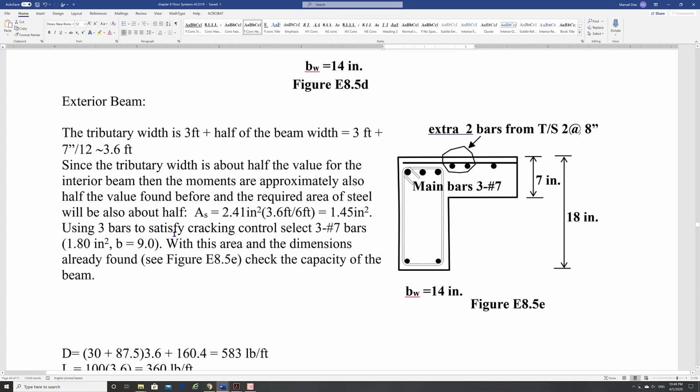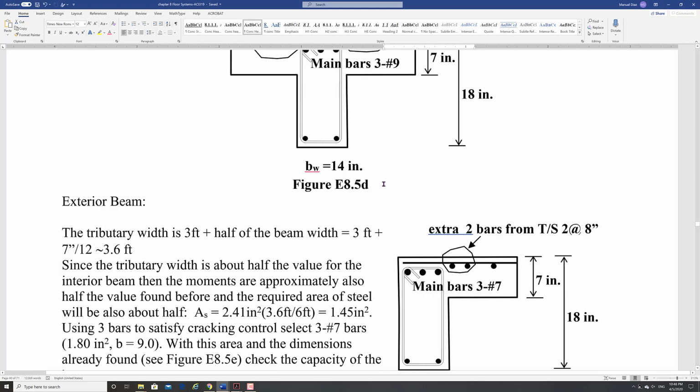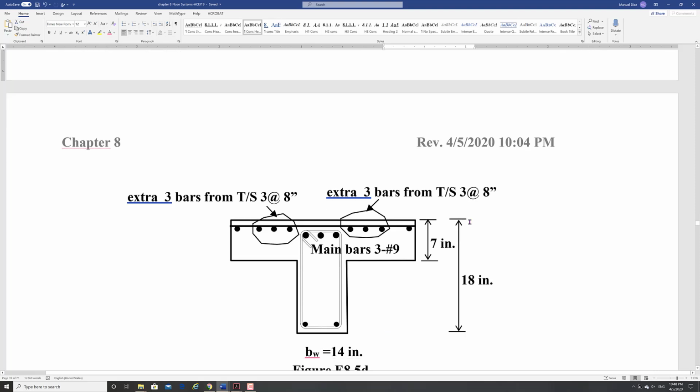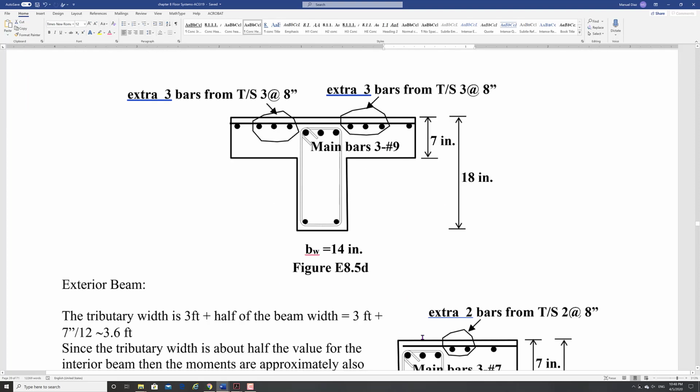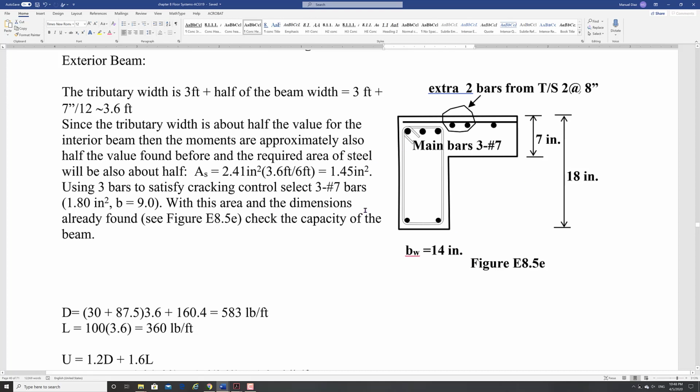And so using 3 bars to satisfy this cracking control, we use 3 number 7s. And 3 number 7s will give me 180. And that's greater than 145. And that fits, right? And so now that I got my bars, remember that I already got my dimensions because I already designed it here, right? So I'm not going to change my exterior beam dimensions. They're the same dimensions. So I already got my dimensions. I already guessed at my bars.